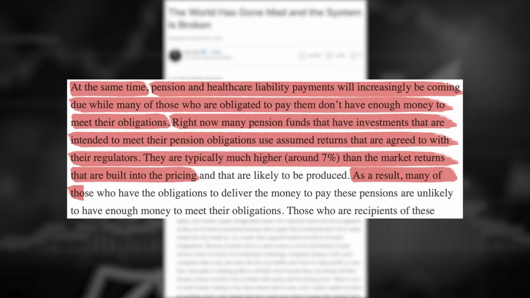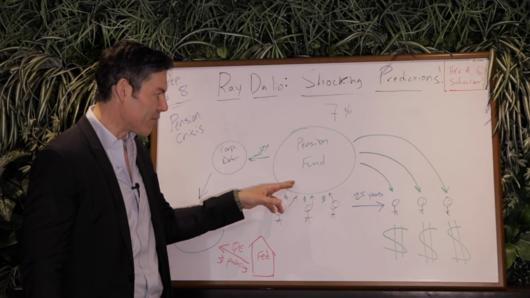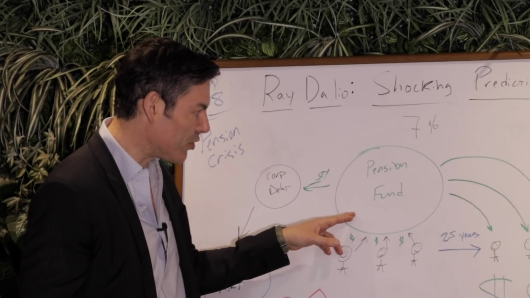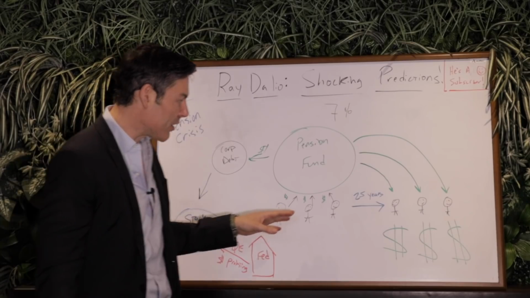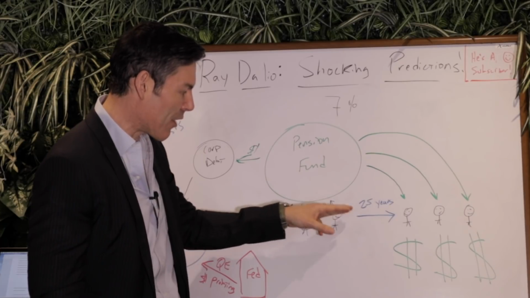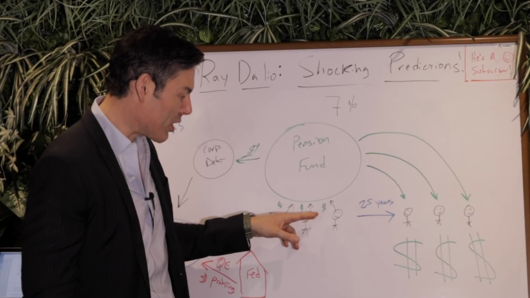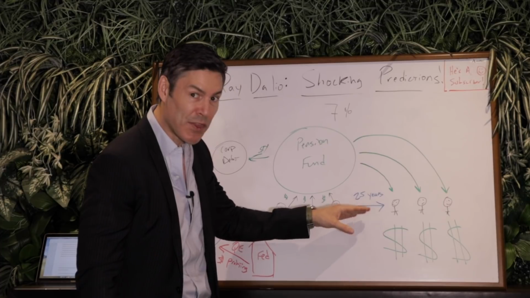As a result, many of those who have the obligations to deliver the money to pay these pensions are unlikely to have enough money to meet their obligations. What Dalio is saying here is you have all these pension funds, not just in the United States, but around the world, that have these workers that have contributed to this pension fund either directly or indirectly through their employer, and they're expecting the pension fund after 25 years to give them a lot more money than they put in. In fact, they're building their lives around this money that they think they will be getting.